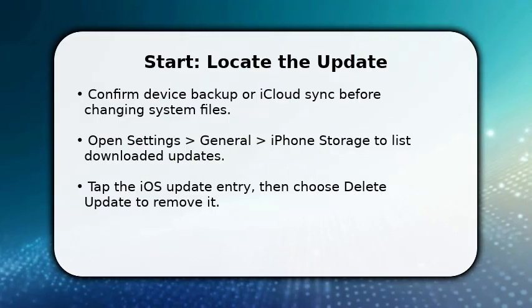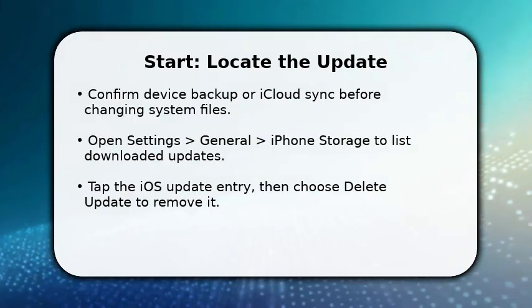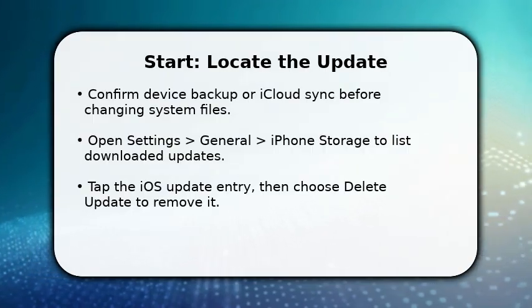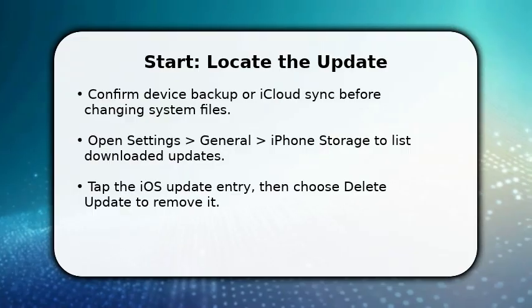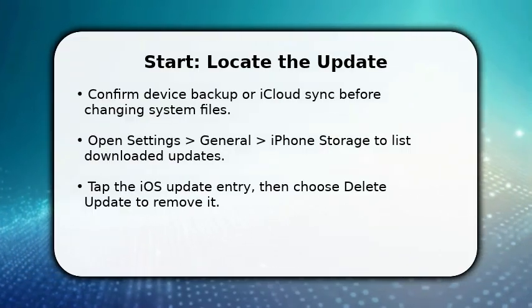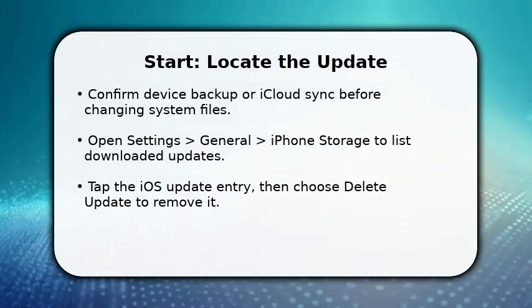You'll begin by making sure your data is safely backed up, then head straight to the Settings app. Navigate to General and open iPhone Storage. This lists downloaded system files and the current iOS update package. Once you see the iOS update entry, tap it to view options. You'll select Delete Update to remove the downloaded installer.